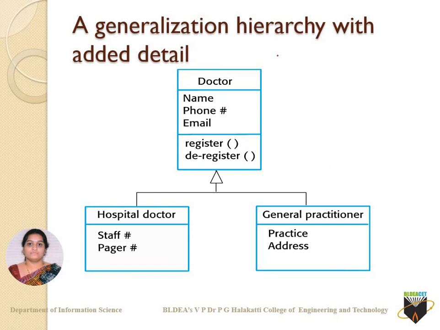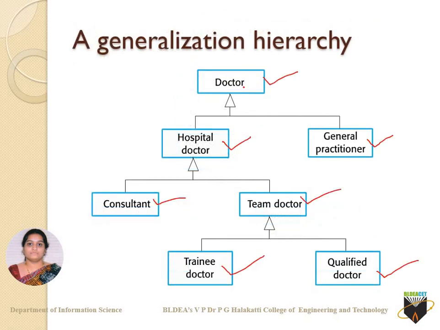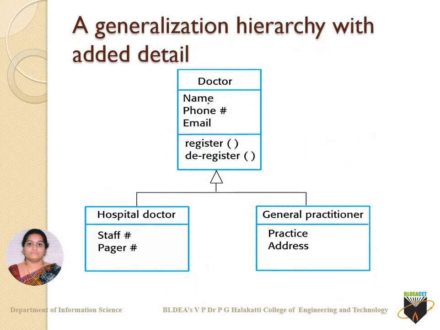Okay, so for this generalization hierarchy itself, here you can just come in doctor, hospital doctor, and general practitioner. I just showed an example for that. If I'm saying doctor, so it's a name, phone number, email address, register, deregister. Okay, so these things, that is name, phone number, email address, these three data members, I can use them for a hospital doctor also. I can use these data members in general practitioner also. A general practitioner also has a name, phone number, and email address. A hospital doctor also has a name, phone number, and email address. So that's why just declare them here, use them here.